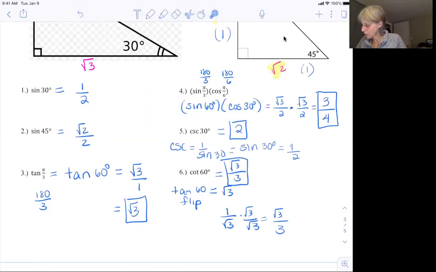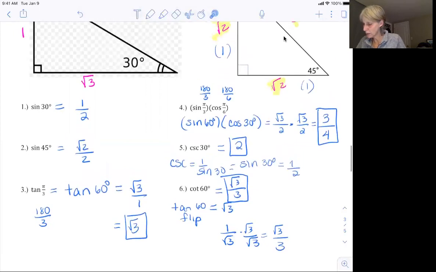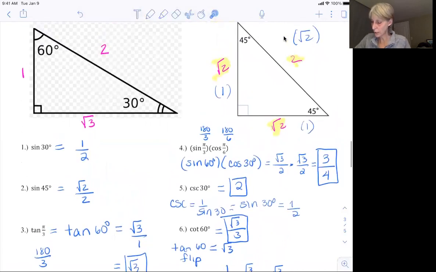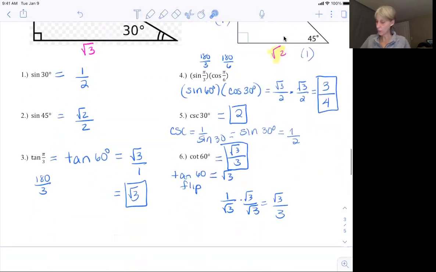Tan 60. No, it should be rad 3 over 3. Hold on, give me one moment here. Tan is radical 3 over 1, so cotan is 1 over radical 3. Yeah, so our answer is rad 3 over 3. I have a mistake on my answer key. Sorry, guys. Sorry about that.